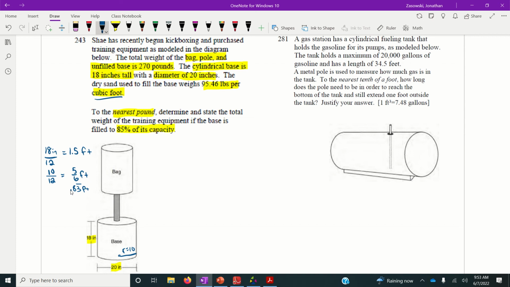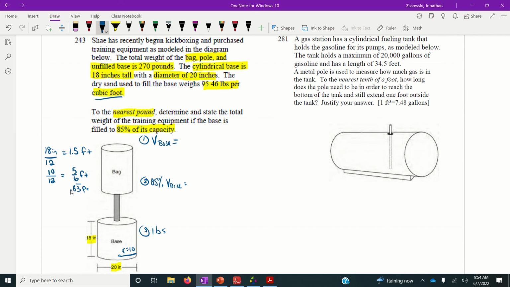length, that radius here. Now, we're only filling the base up with sand, and we're filling up to 85% of its capacity. So what we need to do first is calculate the volume of the base, okay? Then figure out what 85% of the volume of the base is. And then we're going to figure out the pounds, how many pounds, by multiplying that number times our factor, which is 95.46 by the density there, okay? So let's go ahead and do it.